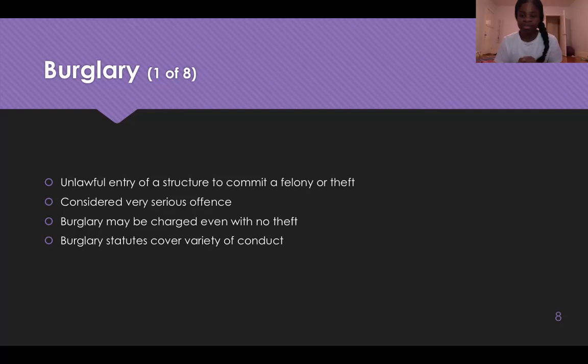Burglary statutes are a hodgepodge of laws covering a variety of conduct. The unlawful entry element enables some states to define shoplifting as burglary if it can be shown that the suspect entered a store with the intention of stealing, thereby making it an unlawful entry.